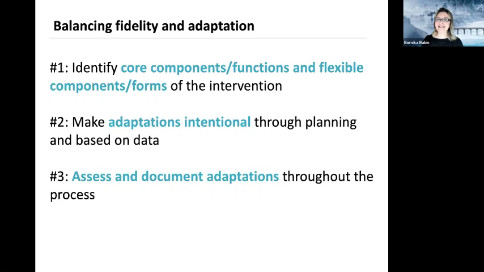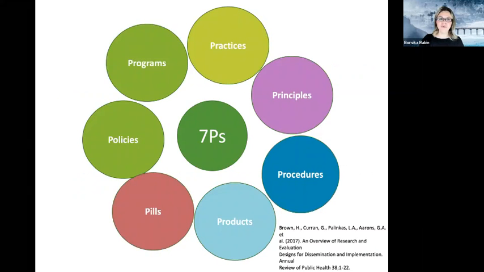The second one is that if we do planning and it's a data-based process, adaptations are truly intentional, then we might be able to avoid some of the voltage drop or loss in effectiveness as a result of adaptations. And then finally, when we look at adaptations, often we don't assess them or document them systematically. So what can we do about that? So those are the 3 points I'm going to cover. And then Russ will present a case example of an innovative method to do this work.